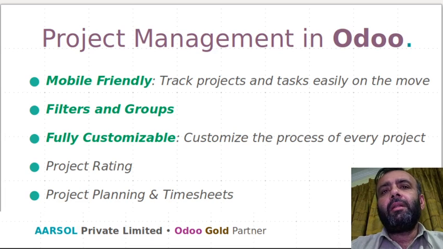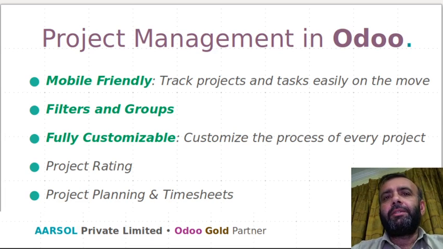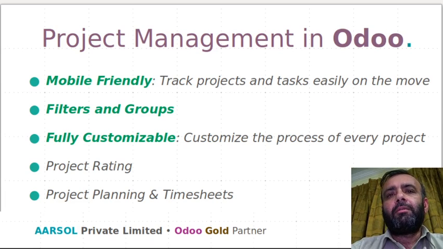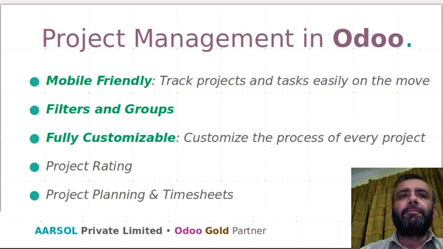Additionally, this module also provides the functionality of project rating, and also planning and timesheet. Some modules are there for this Odoo project module. That means the employees can fill their timesheets for which projects they have spent how many hours in different activities. So by using that, we can even check out the profitability of the project very easily.